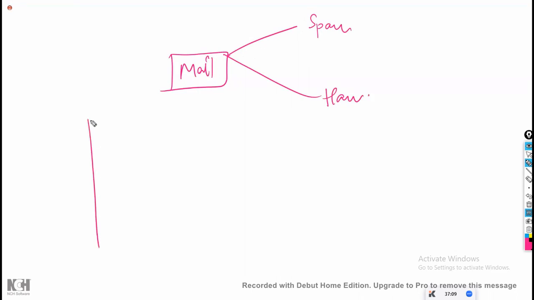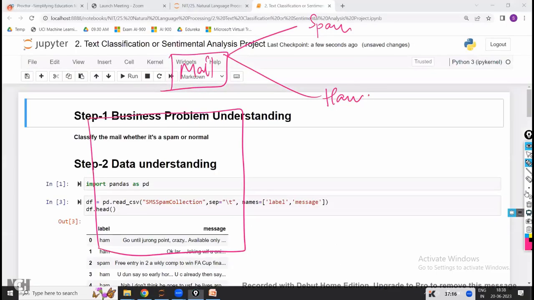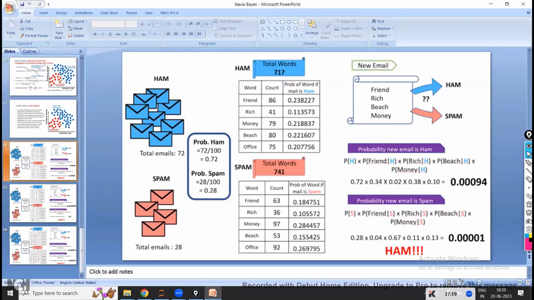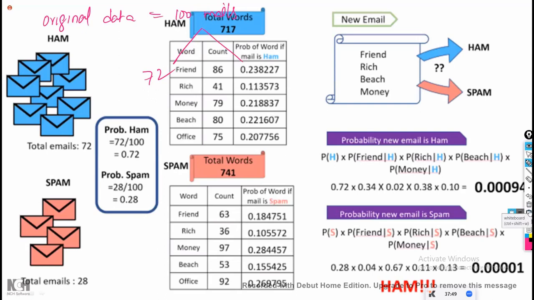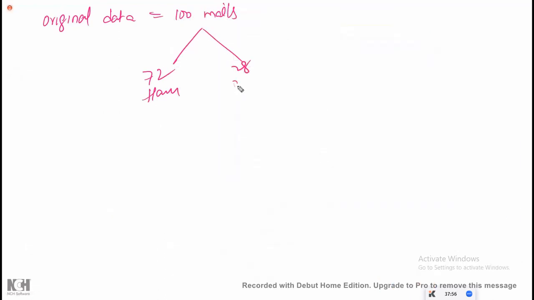Now, for that, the original data set was given to me. In that original data set, just don't focus on anything, just observe what I am explaining. In this, so many things are there. So the given original data consists of 100 mails. Out of 100 mails, 72 mails are normal mails, that is ham, and 28 mails are spam.